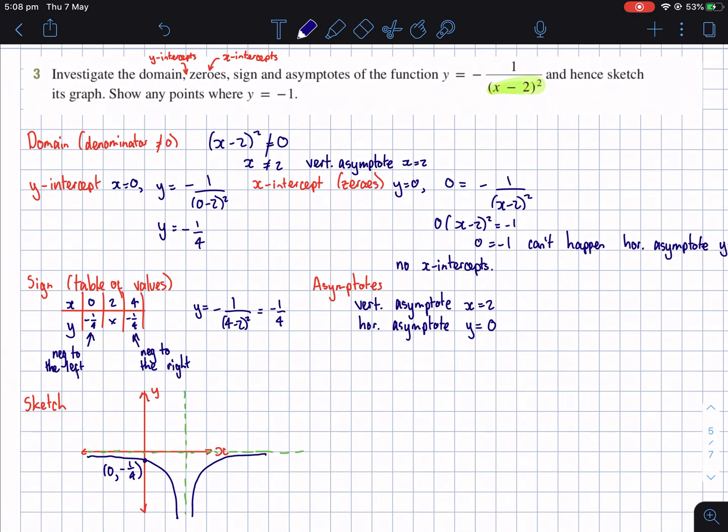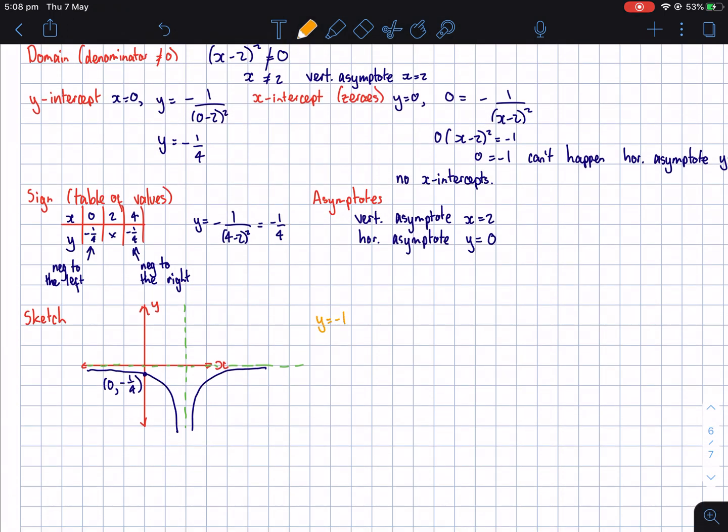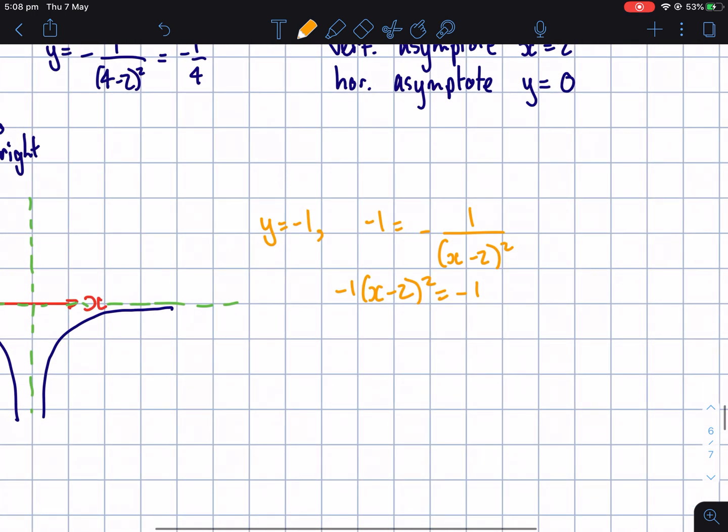Show any points where y equals -1. Did not read the question. So we've got -1 equals -1 on (x - 2) squared, which means -1 times (x - 2) squared equals -1. Divide both sides by -1, and I get (x - 2) squared equals -1 divided by -1, which is +1, which means I've got (x - 2) squared equals 1.